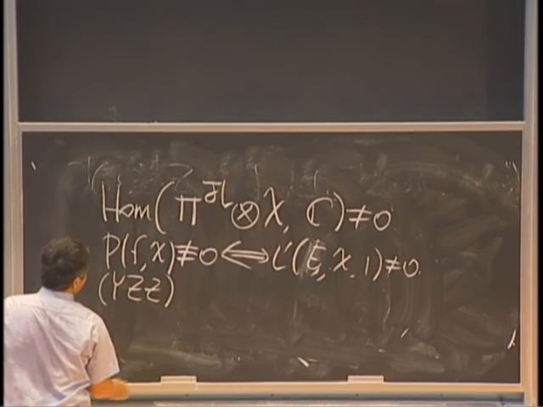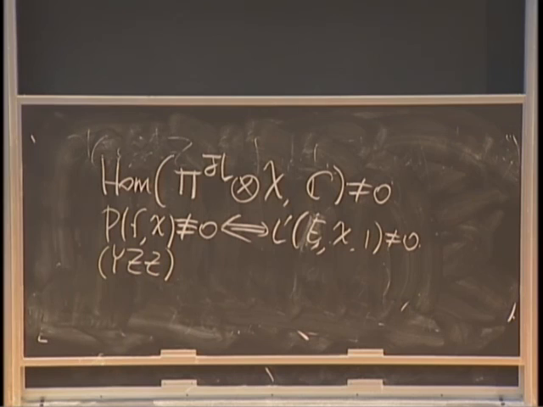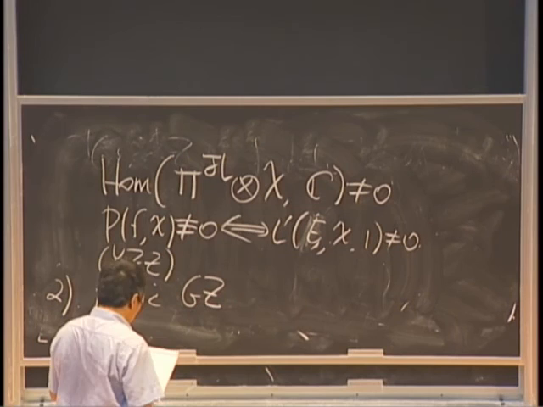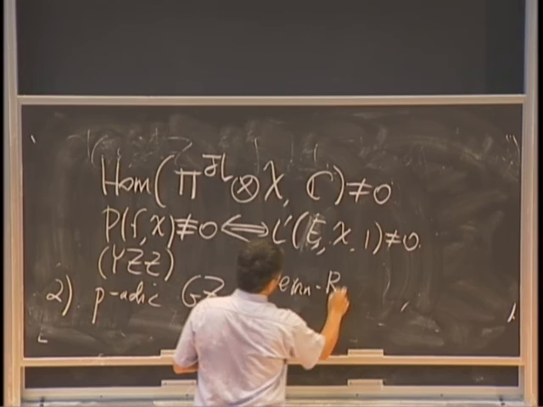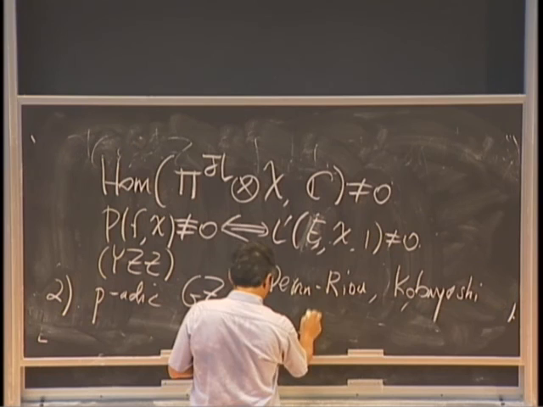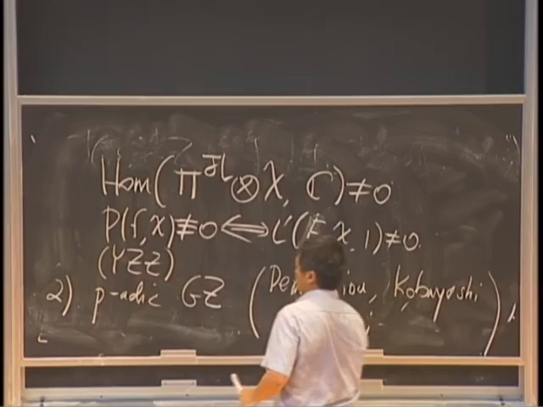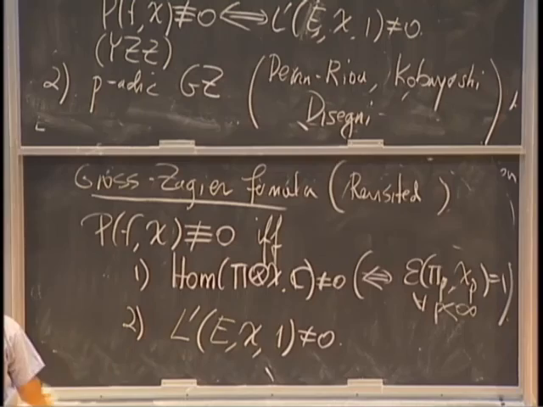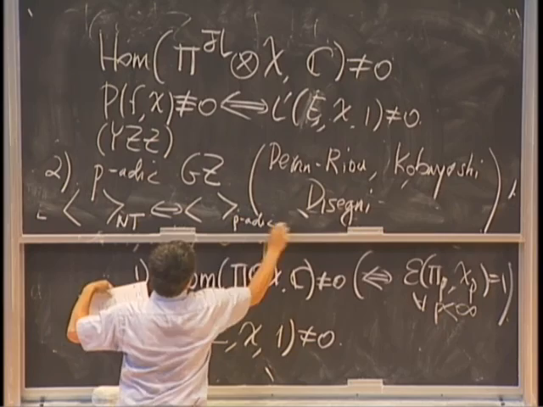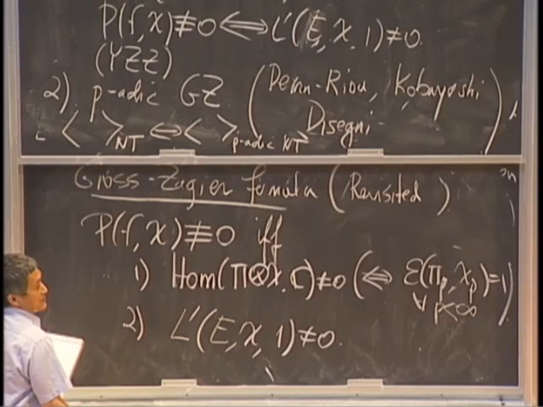Xinyi Yuan, Wei Zhang and myself. The second one, you have a p-adic Gross–Zagier formula. The classical setting is done by Perrin-Riou and Kobayashi, whatever. And this generality is probably in progress. Here you just replace the Néron–Tate pairing by the p-adic Néron–Tate pairing. So the L-function will be some p-adic L-function.